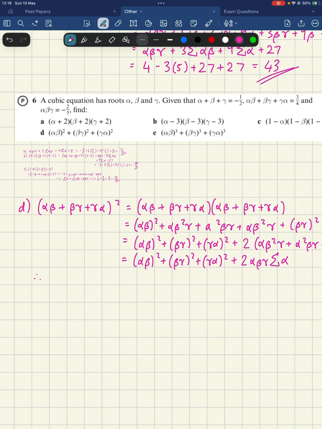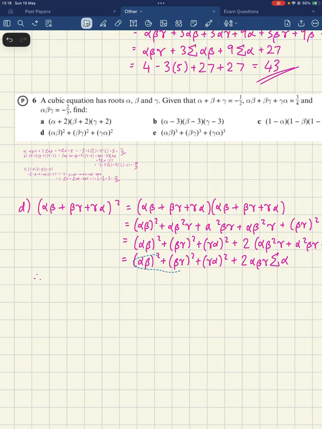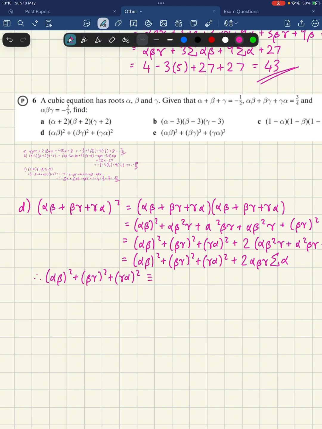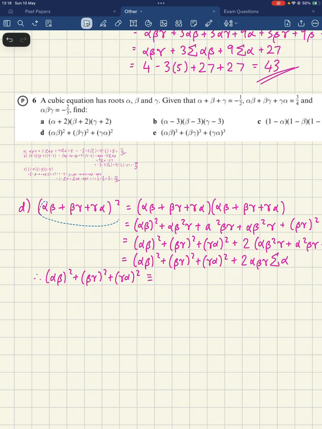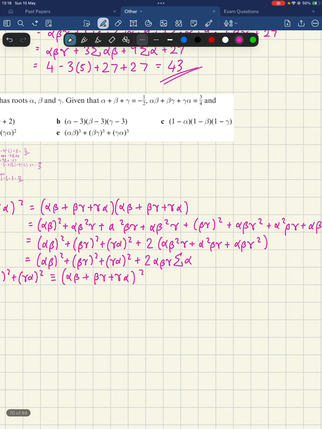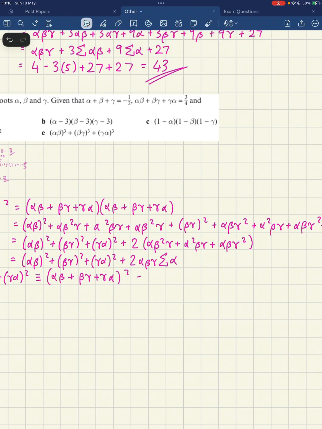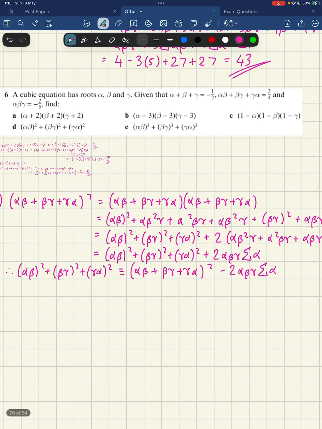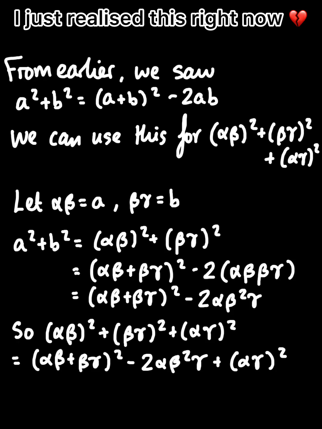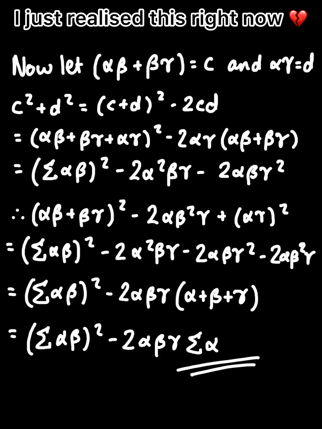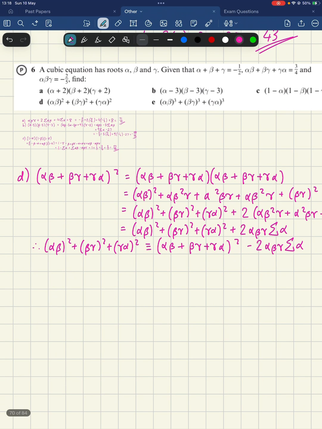So therefore the thing that we want, alpha beta squared plus beta gamma squared plus all of that squared, is identical to all of this minus this. You can see that was a lot more work than the others.